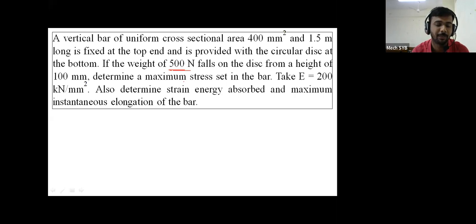This is the basic difference between the suddenly applied and impact loading, and how to identify impact loading. I gave that example in comparison with the suddenly applied load, because sometimes MCQ questions are asked based on this concept also. What is the suddenly applied load and what is the condition for the impact load? For suddenly applied, height is equal to 0, and for impact, height is given in the statement.